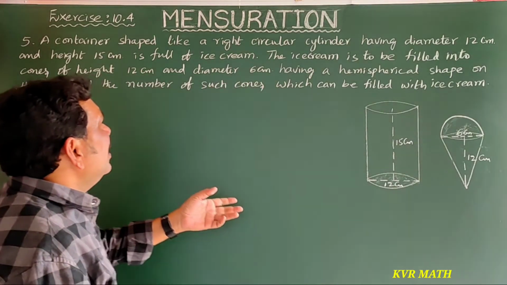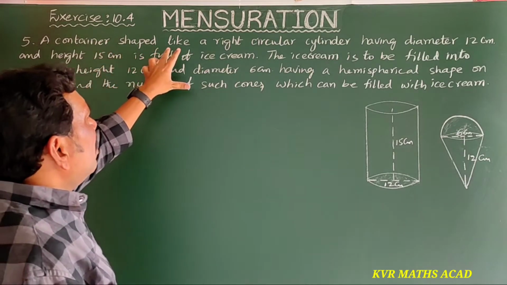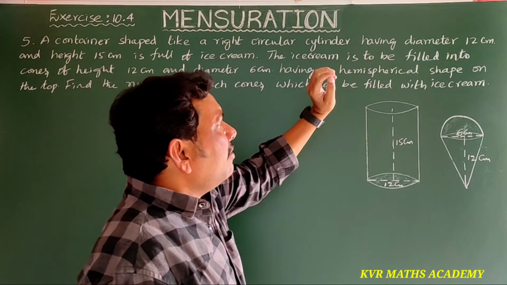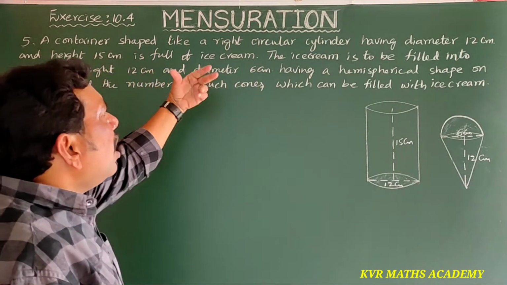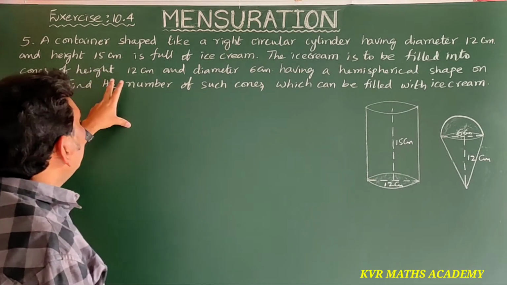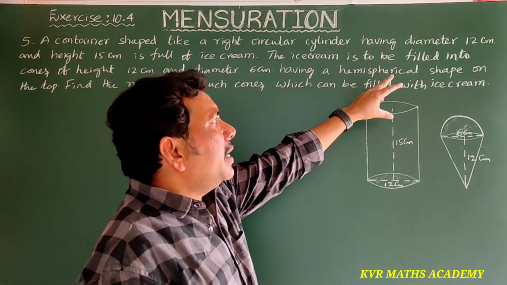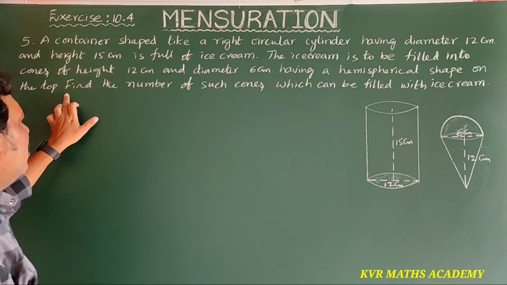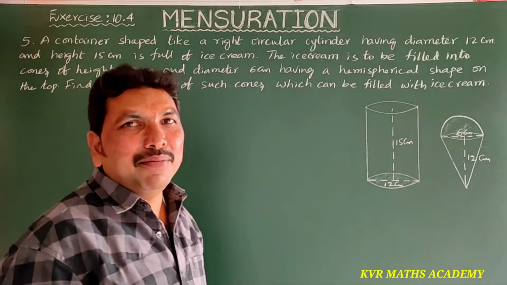See, the fifth question in exercise 10.4. A container shaped like a right circular cylinder having diameter 12 centimeters and height 15 centimeters is full of ice cream. The ice cream is to be filled into cones of height 12 centimeters and diameter 6 centimeters, having a hemispherical shape on the top. Find the number of such cones which can be filled with ice cream.